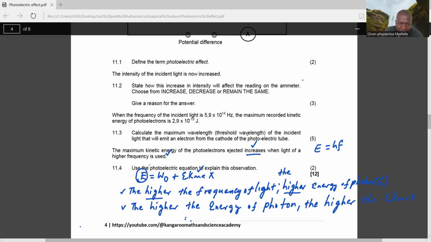So now we are comparing the kinetic maximum and the frequency. And remember, when you're comparing, you must talk about frequency and the energy of the photon. They're directly proportional. If the frequency is higher, the energy of the photon has to be higher, and if the energy of the photon is higher, then the kinetic maximum has to be higher. Here we are not talking about work function. The work function here is constant.